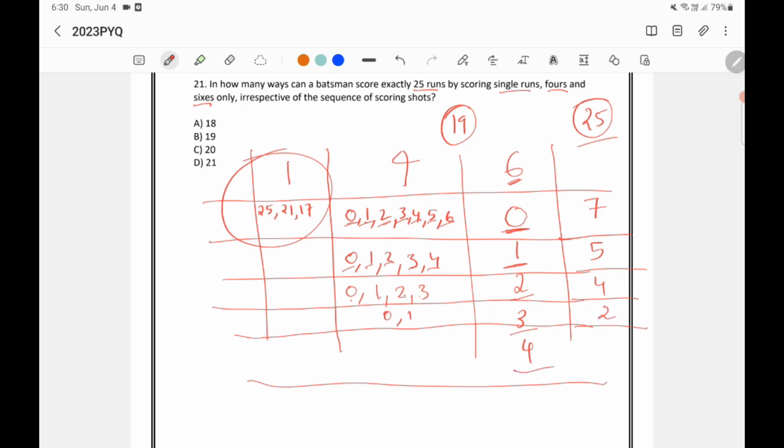Now if I hit 4 sixes, that is 24 runs are gone, balance is only 1 run. In 1 run, I can only score by single. I cannot hit any 4. So 0 fours are there and 1 single will be there. This is one possibility. So total number of possibilities is 7 plus 5, 12, 12 plus 4, 16, 16 plus 2, 18, plus 1, 19. So total 19 possibilities will be there. Option B is the right answer.